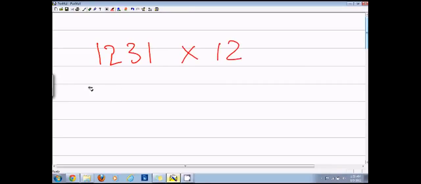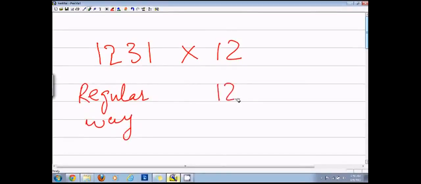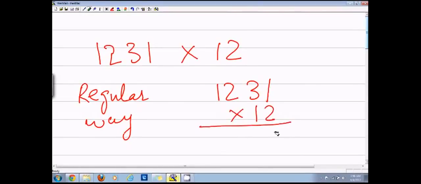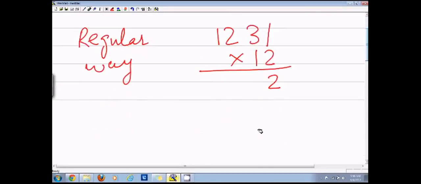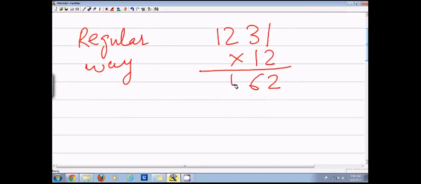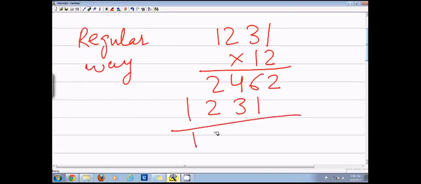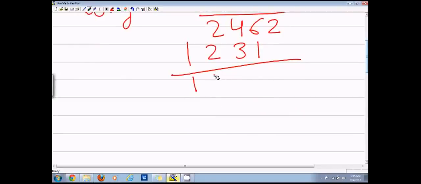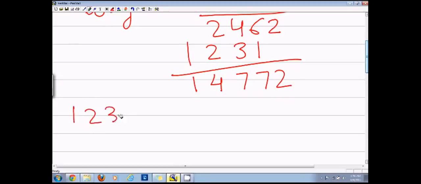The regular way will be to write 1231 and then multiply it by 12. In this case I will say 2, 3, 3 into 2 is 6, 4, 2, and then I say 1 3 2 1, and then I will say 14772.